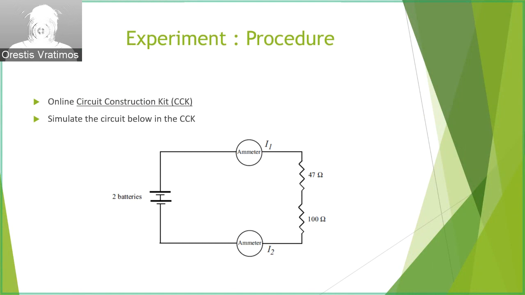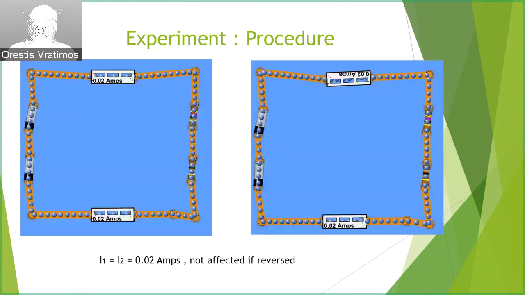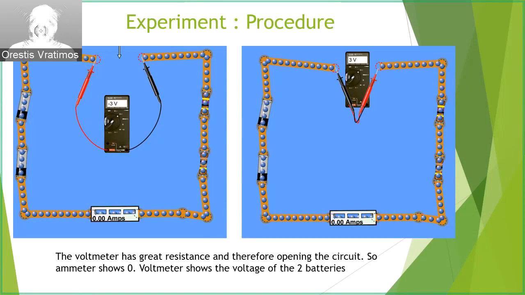The procedure is using the online circuit construction kit in order to simulate the circuit below. For this experiment, we use the ammeters, which show the same reading even if they're reversed or not. This reading is 0.02 ampere. We also see the voltmeter being used. The red cable or the black cable used in specific spots can show either a positive or a negative value. The voltmeter has great resistance and therefore opens the circuit, so the ammeter shows 0. The voltmeter shows the voltage of the two batteries, which is 3 volts.